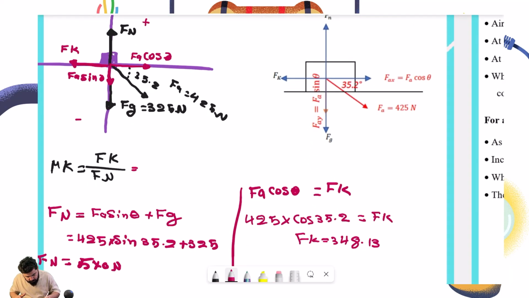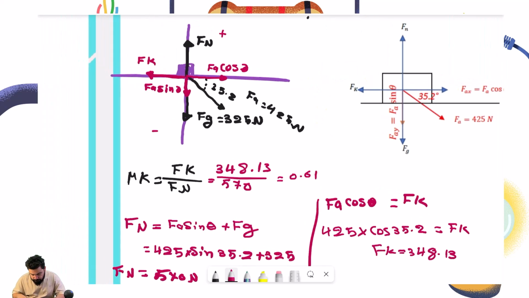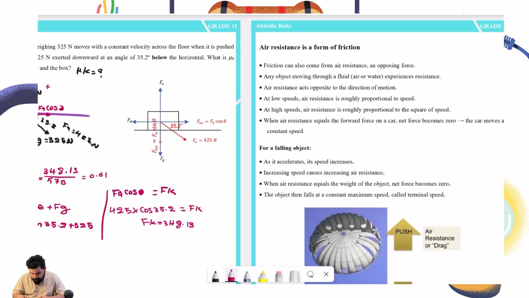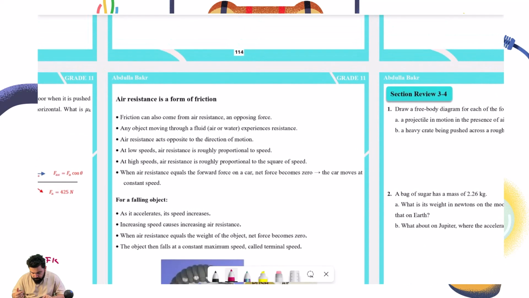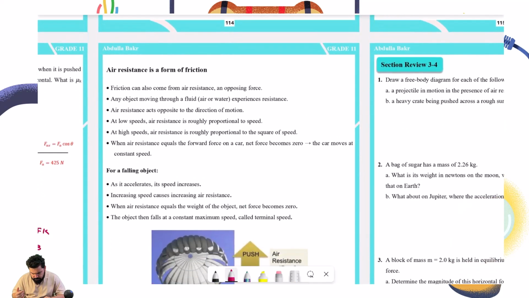Okay, now let's find mu k. We found Fk, which is equal to 348.13. Divide this by Fn. Fn is equal to what? 570. Mu k is equal to 0.61. Let's check that. 348.13 divided by 570. Yeah, 0.61 without any units. That's it. Like the sample problem 3D.